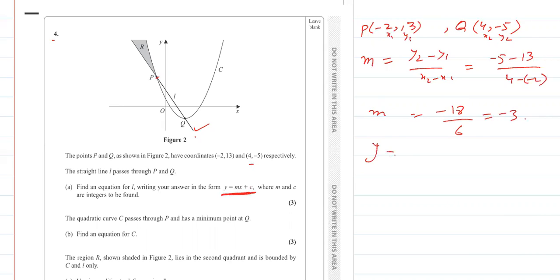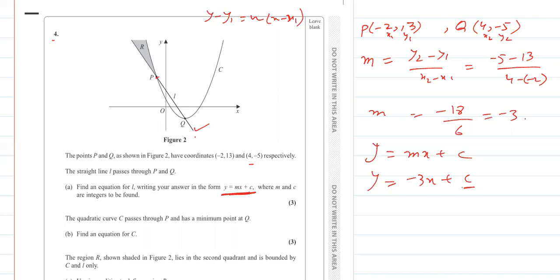Now you have to write it in this form: y is equal to mx plus c. You can use your choice: y minus y1 is equal to m into x minus x1, or you can write it in this form directly. Both methods you already know. So I'm going to take this one. y will be equal to m, m is -3, x plus c.